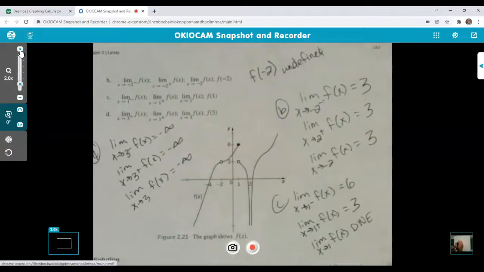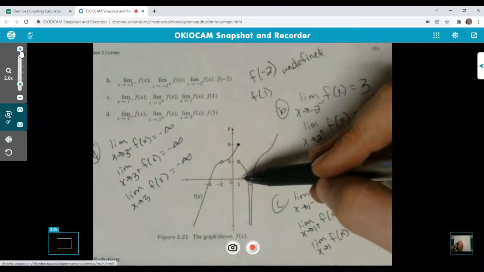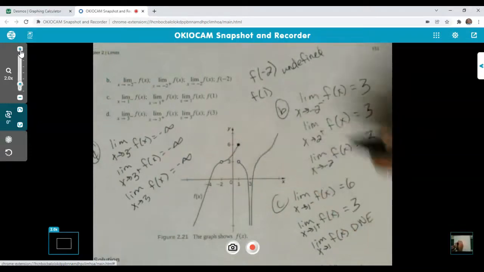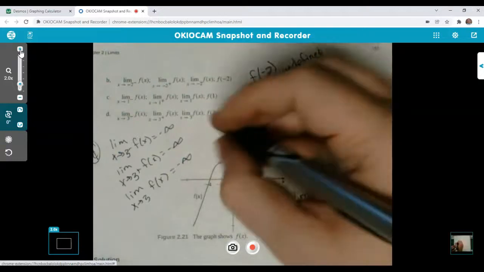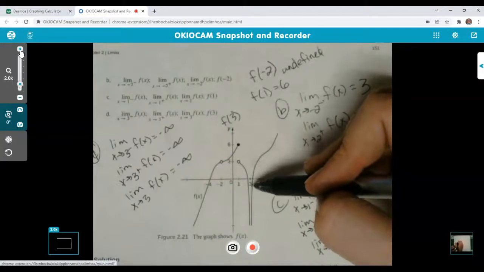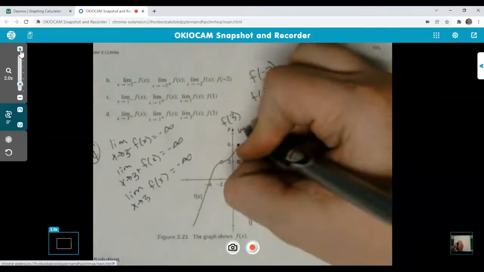For part C, it asks for f of 1. So I'm going to go to x equals 1 and see where the point is. I see my point is right there. So that's equal to 6. And then it also asks for f of 3. 3 is right here. There's no graph at that point. So that is also undefined.